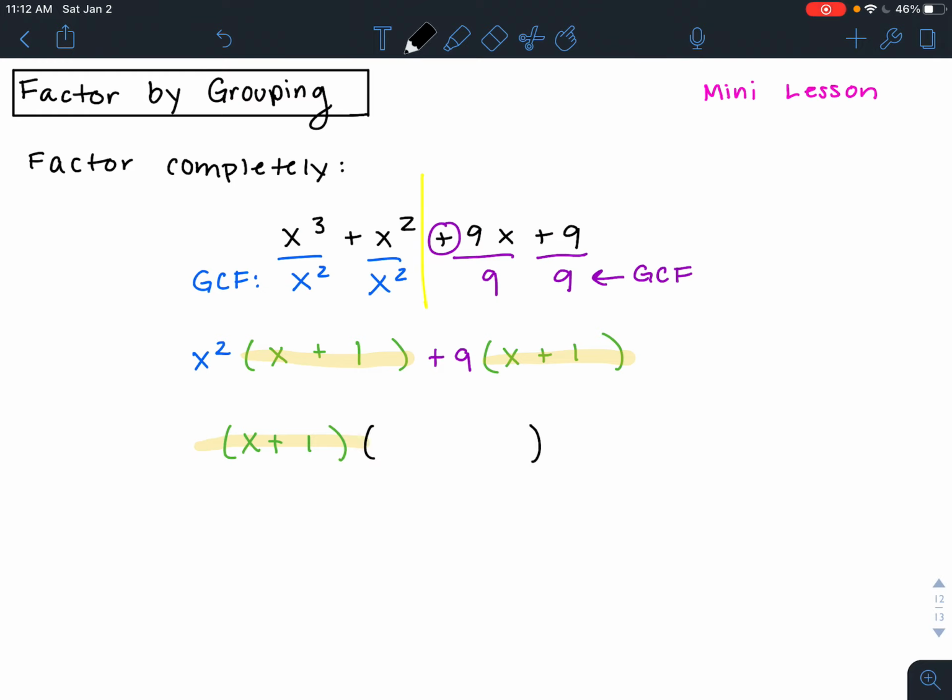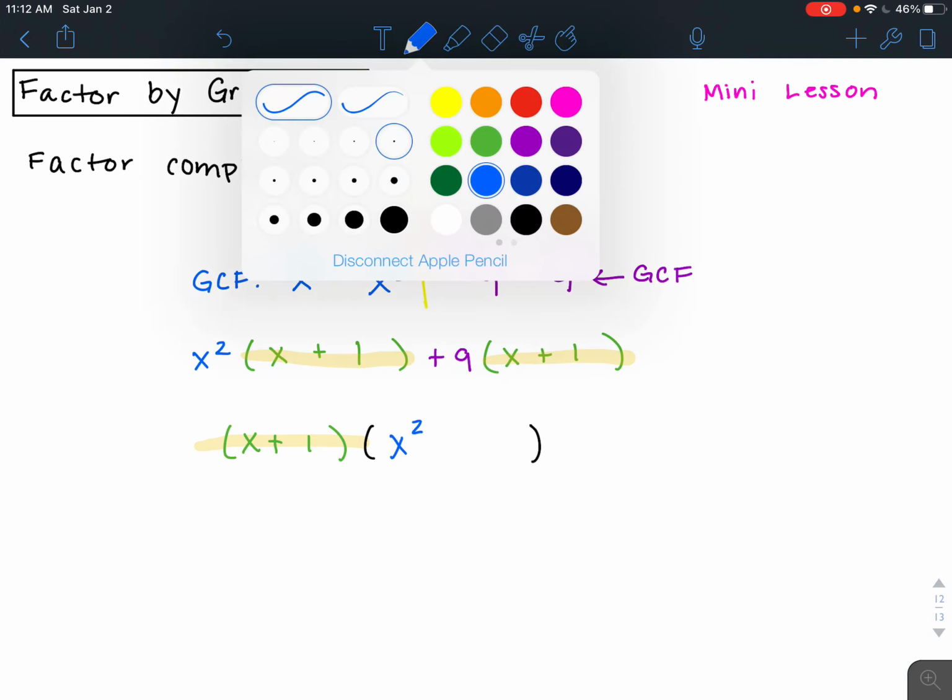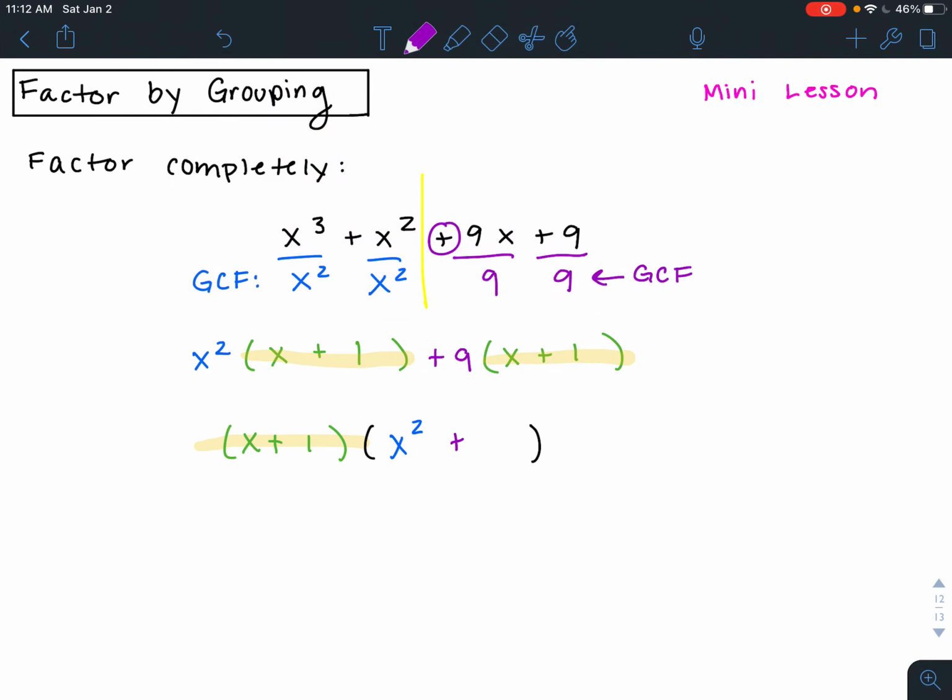And then what we're left with is our 2 GCFs. If I take x plus 1 away from the first half of the equation, I'm left with my GCF of x squared. And if I take it away from the second half of the equation, I'm left with that plus 9. Since we're just factoring, we want to check and make sure that we don't have any difference of squares popping up, which we don't. We have a sum of squares in the back, right? We have x squared plus 9, but you can't factor x squared plus 9, so we can leave this alone.